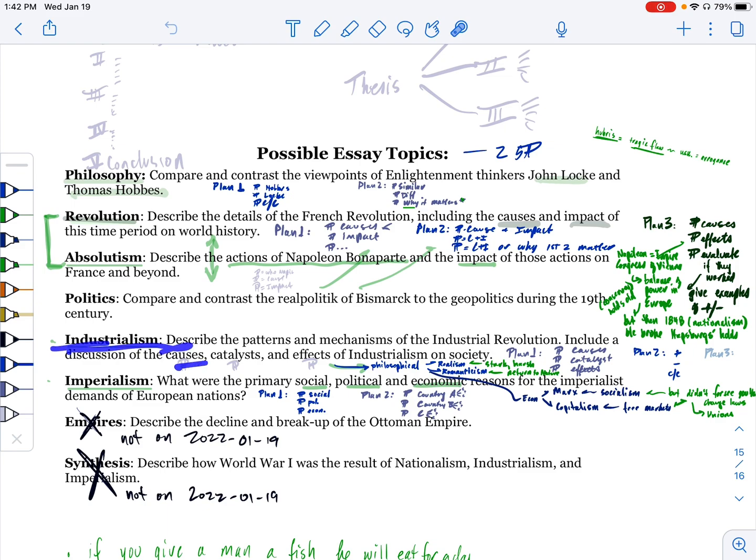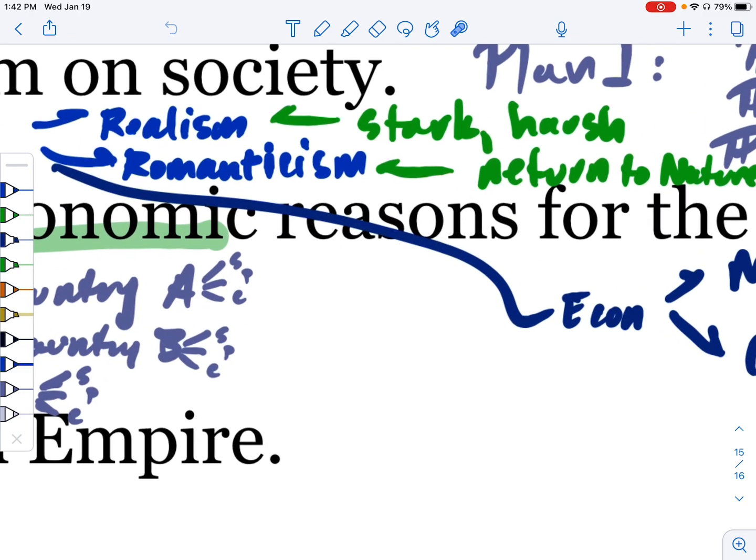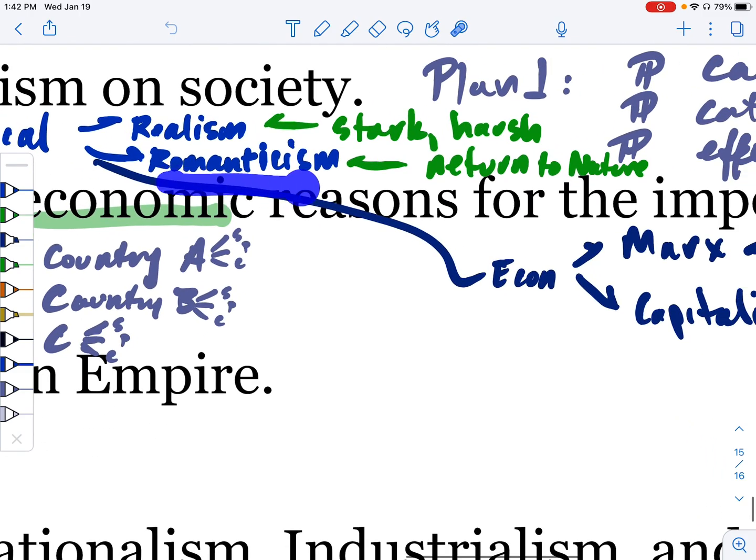So, two other topics. Industrialism. What are the causes and effects, right? Especially pay attention to the philosophical effects. I believe that was section 4 of that chapter, right? One of which it talked about realism being one. But probably I spent the most time on romanticism because it is one of my ultimate favorite artistic movements. And I mean artistic in religion, etc., right? Realism is this idea of stark and harsh.